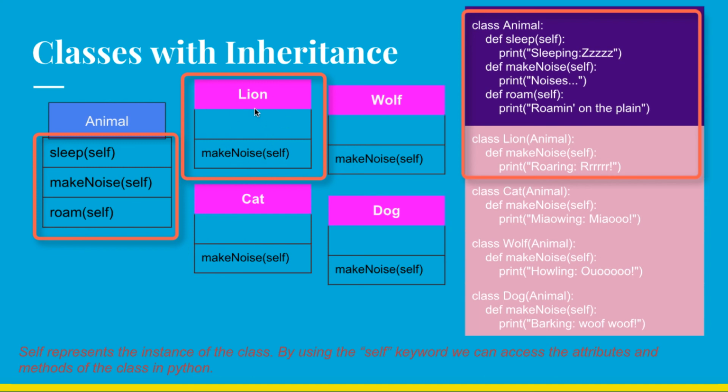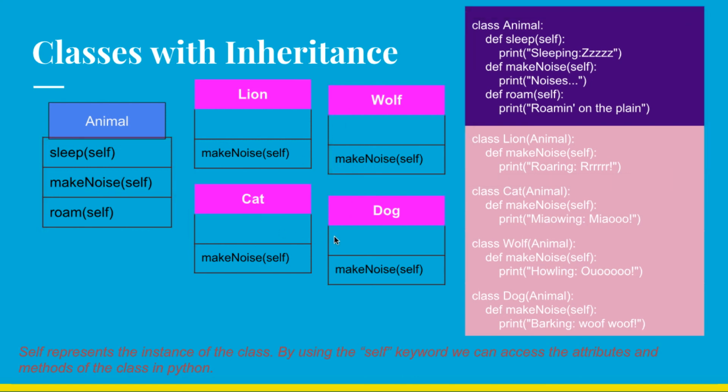Same way, if you try to call the methods named roam and sleep, these methods are not yet available in lion, but lion is derived from animal. So what will happen? It will call the methods available in the animal. Same thing happens with the wolf, dog, and cat. So let me give a demonstration on this so it will be pretty clear how you can derive a class by using the syntax like this, and how you can override the method. So here you can see this is overriding a method, and you can also create individual methods available in this particular class. So let's do this.